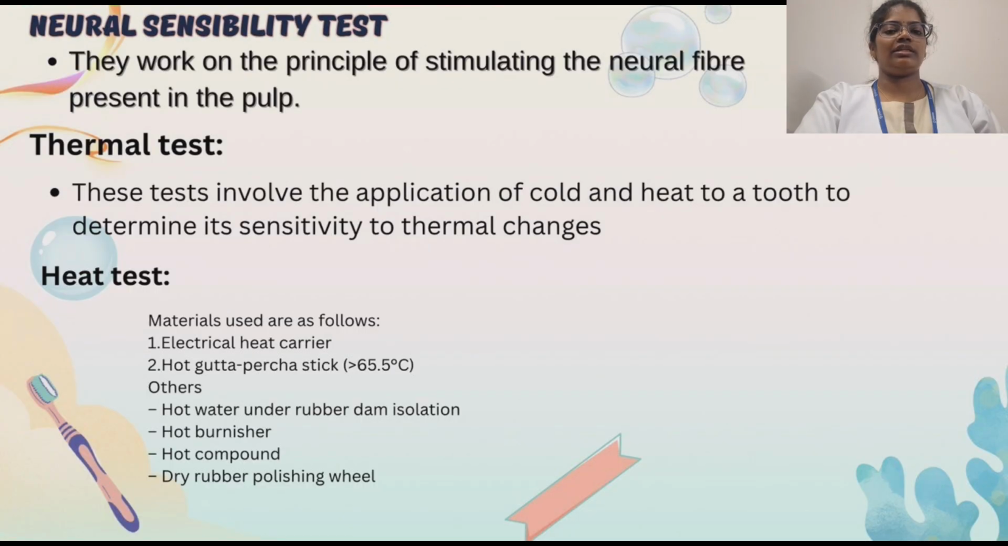Neural sensibility test. They work on the principle of stimulating the neural fiber present in the pulp. Thermal test. These tests involve the application of cold and heat to a tooth to determine its sensitivity to thermal changes. Heat test. The materials used for the heat test are electrical heat carrier, hot gutta stick. Others include hot water under rubber dam isolation, hot burnisher, hot compound, dry rubber polishing wheel.